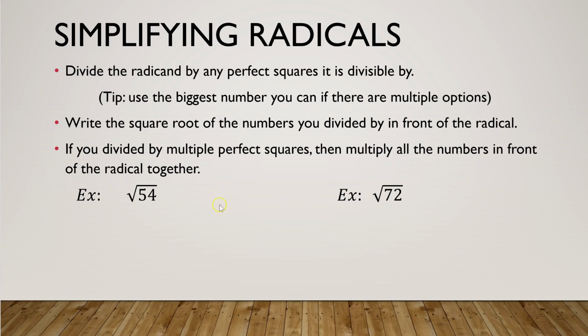And I will mention that if you divide it by multiple perfect squares, then you'll just have multiple numbers that get multiplied together out in front of the radical one at a time, but you won't have to worry about that if you use the biggest number possible.